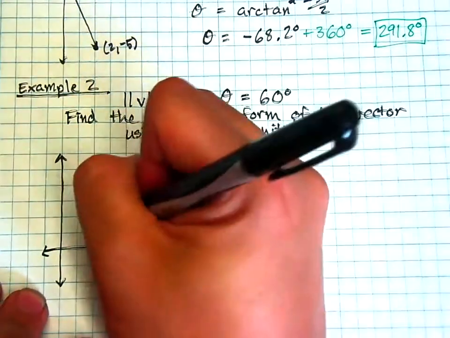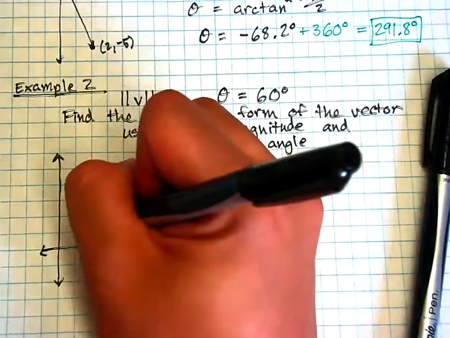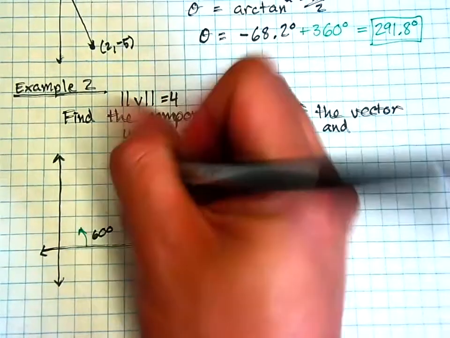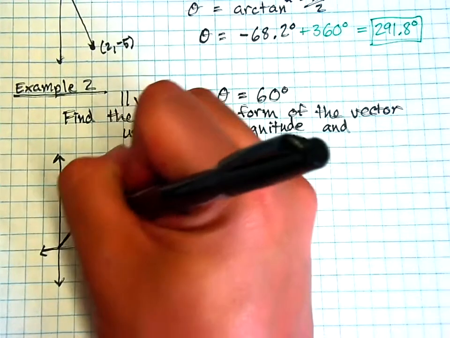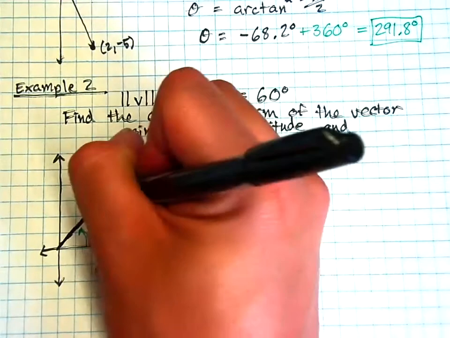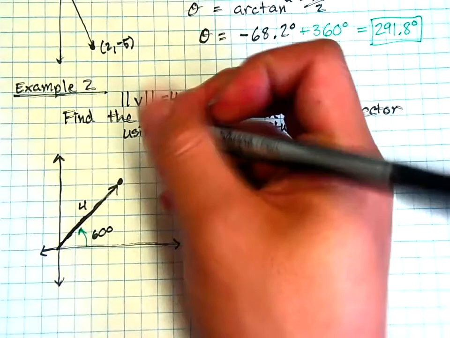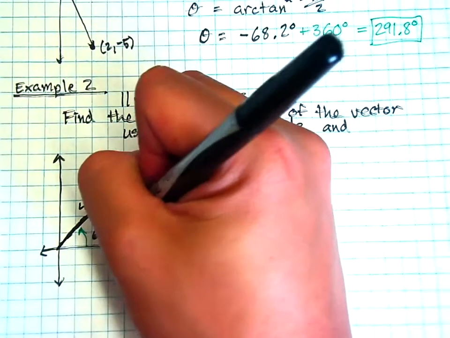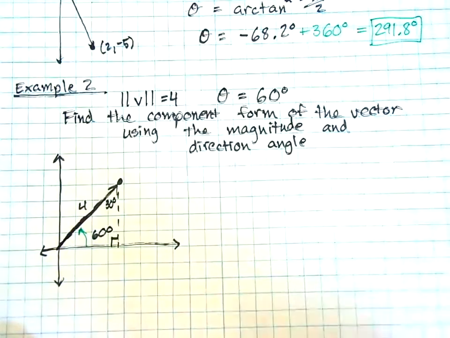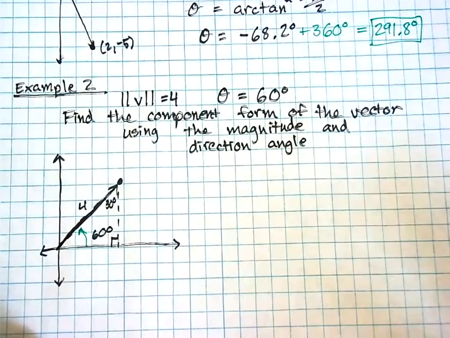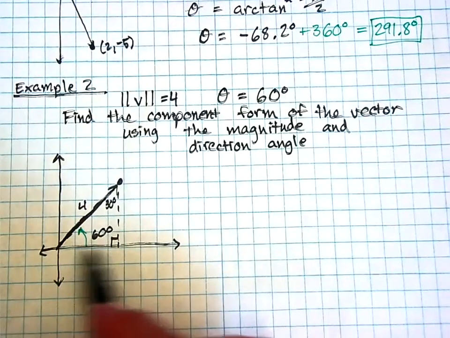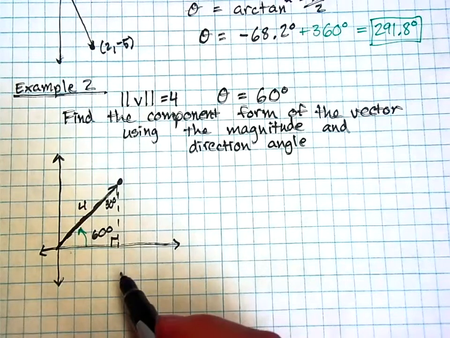So we know our direction angle is going to be 60 degrees. And we know that our vector has a magnitude, in other words, a length of 4. What I should immediately recognize is that this is going to be a special right triangle. This is a 30, 60, 90 triangle. And I'm going to use that triangle relationship in order to figure out the rest of these parts, because I want the x and y in order to get my component form.